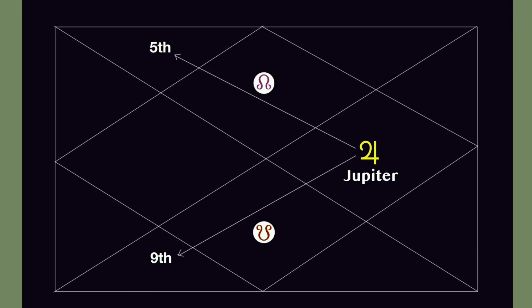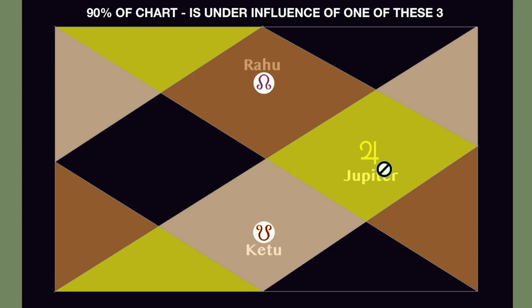This is very important to consider. Why do we say so? Because now if you see 90% of your chart, whoever your chart is, wherever Rahu, Ketu and Jupiter are placed, just these 3 points have a dominant influence on the rest of the chart. Apart from these blanked out ones, which you see in the original color, Rahu has impact on these brown houses, Ketu has impact on these light brown houses, Jupiter on these yellow houses in our example.